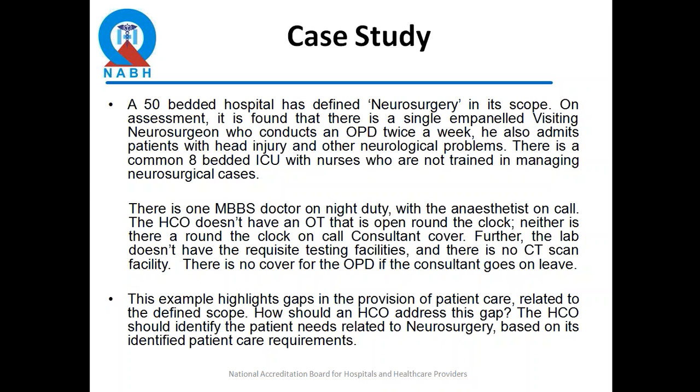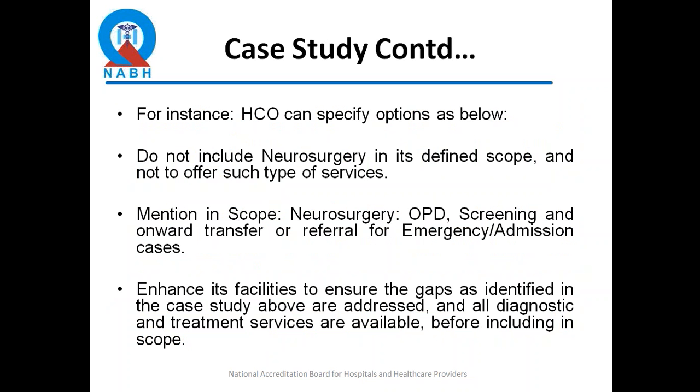So how should an HCO address this gap? The HCO should identify the patient needs and based on it should be able to modify its scope. Either it will not include neurosurgery in its defined scope and not offer such services, or if they do have to offer, they should mention the limit that they are only having OPD, and then they will screen and transfer onward for any emergency or admission. Or the third option is obviously they'll get an NC against this and they will have to enhance their facilities to ensure that comprehensive cover is available round the clock.